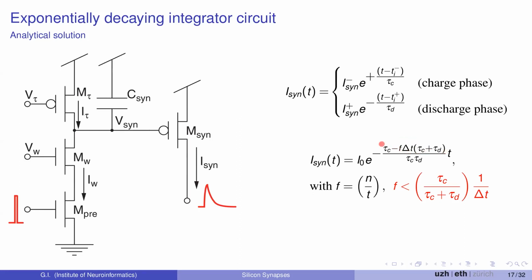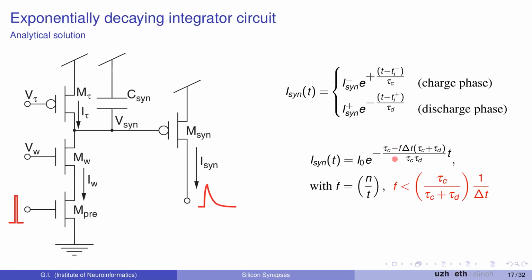And this term can become positive or negative. It depends on how big is f. And only if f is smaller than some number, we have a positive term, which means that we have a decaying current. So this is just to show you that with this constant current charge and constant current discharge, we get an equation that will have a behavior that depends on the frequency.